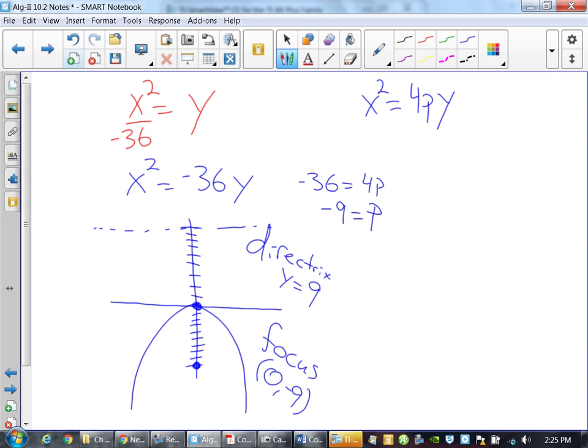that 36 is there, it morphed from 4p. 4 times what got us to -36? That p value is going to let us figure that out. That's where this is coming from.